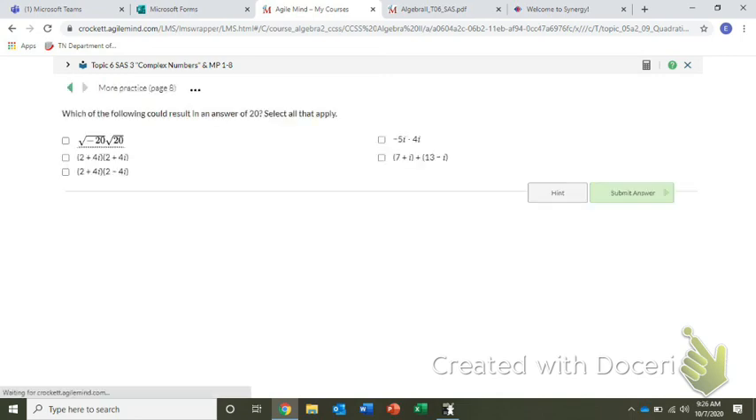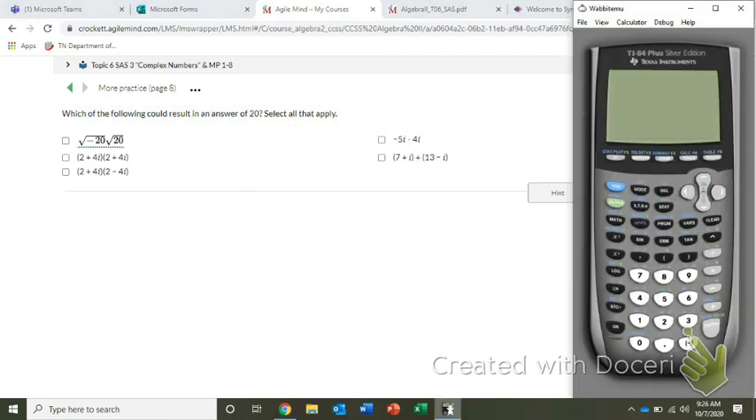All right. The last one. Which of the following could result in the answer of 20? Let's go the easy route first. Well, this is really not the easy route. We're going to have to work them out. Don't be guessing. That's why y'all mess up. Oh, let me show you a trick. Hold up. Calculator. This will save your life.